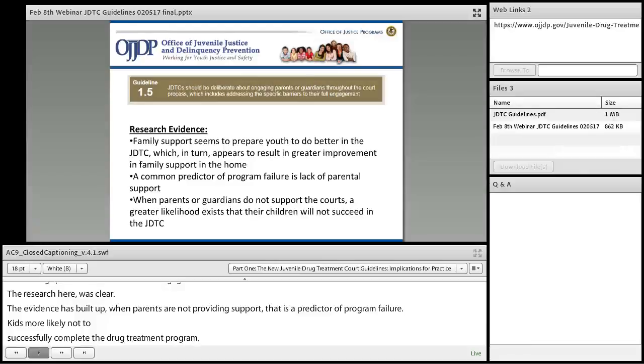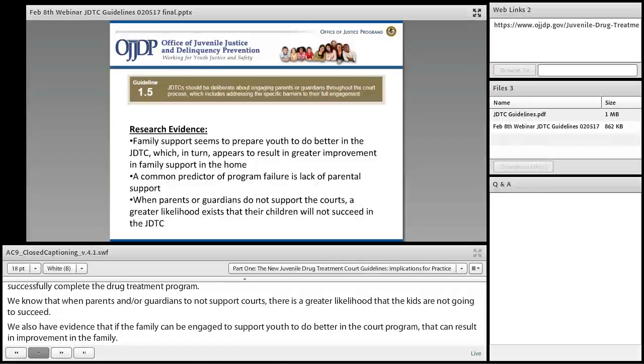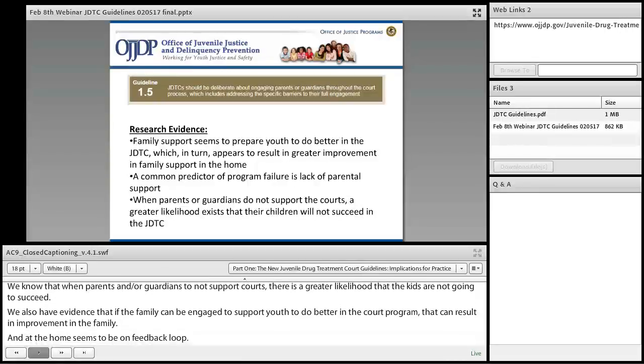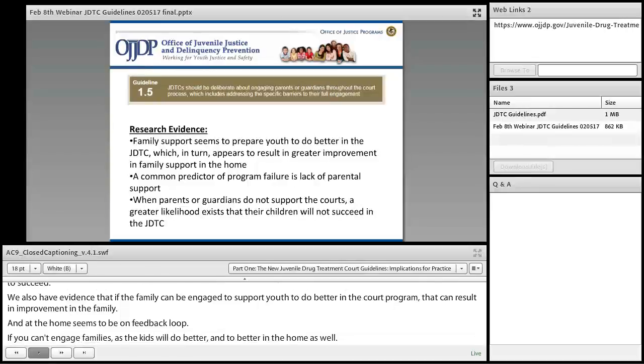We also have evidence that if the family can be engaged to support the youth to do better in the court program, then that can result in improvement in the family and in the home, right? So there seems to be sort of a feedback loop here, right? If you can engage the families, then the kids are going to do better in the court, but then also they're going to be doing better in the home too. And we know that improvement can be sustained beyond the court program. So that's important.